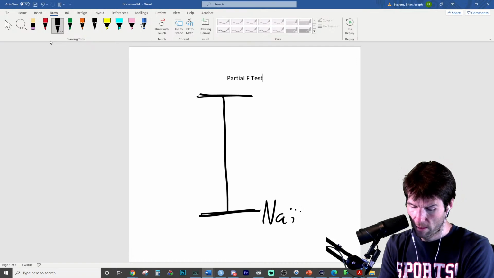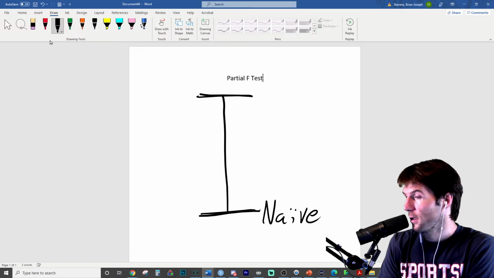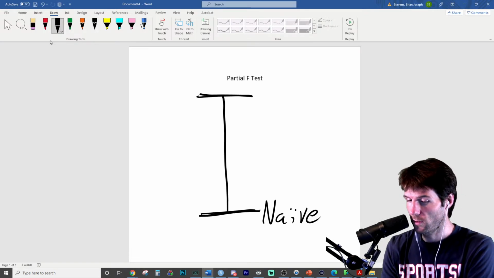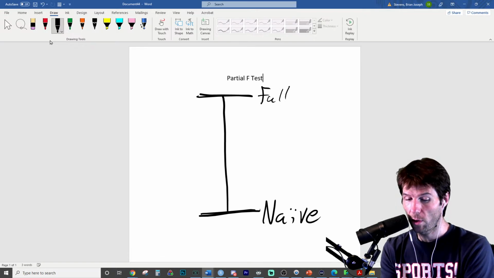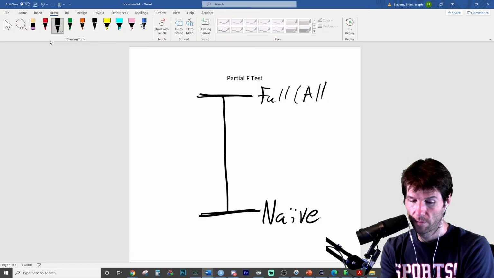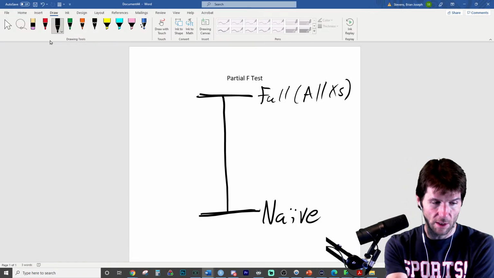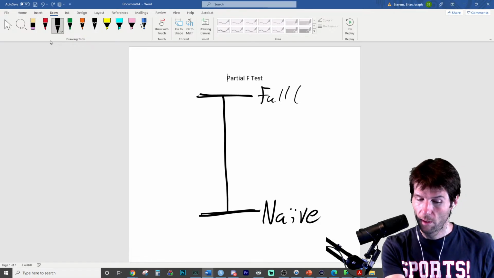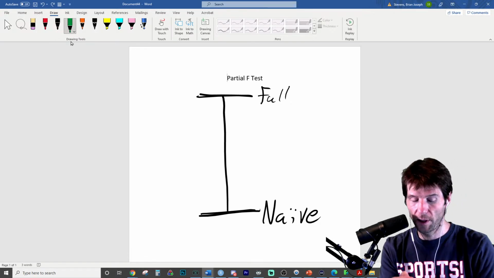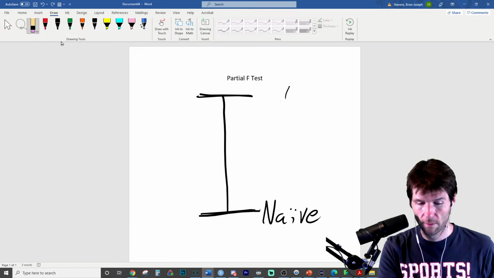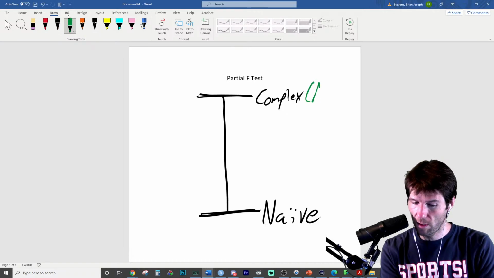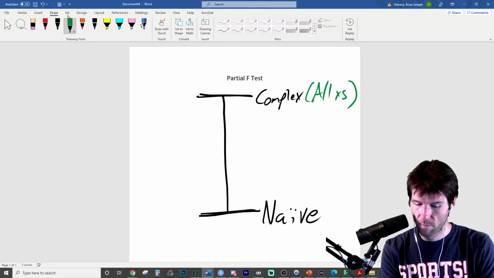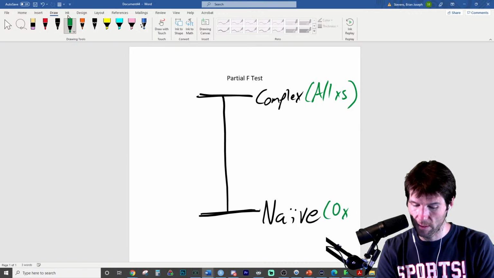Thank you, Cassidy. The naive has no x's in it. But now we have the full model up here, and this is all x's. So let's do all x's. We'll change colors. The full model, let's just call it complex. Complex has all x's, and the naive has 0 x's.